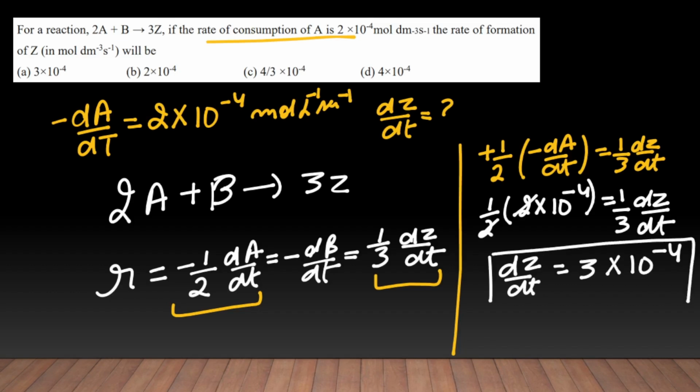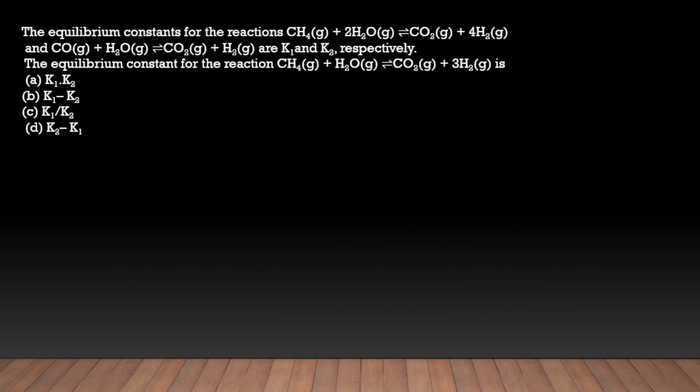Right? So in the rate of formation or the consumption values, we do not include the stoichiometric coefficients, but while writing the rate expressions, stoichiometry has to be included. That is the concept which was important in this. Okay, now moving on to our next question.